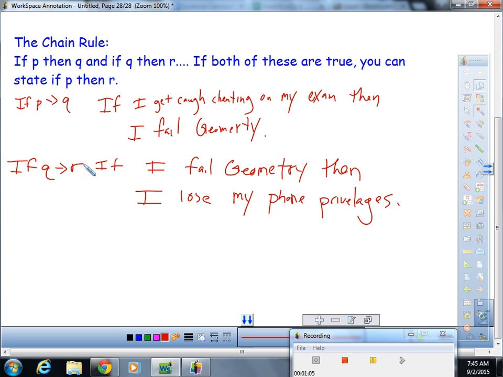Here's what the chain rule says. If P then Q, and if Q then R. If both of these are true, then you can skip and go straight from P to R. So what could we say now? If I get caught cheating on my exam, then I lose my phone privileges. It's basically skipping the middleman. That's what the chain rule tells you. Like a chain of events. Not the two chains rule, just the chain rule. Got it? All right? Boom!